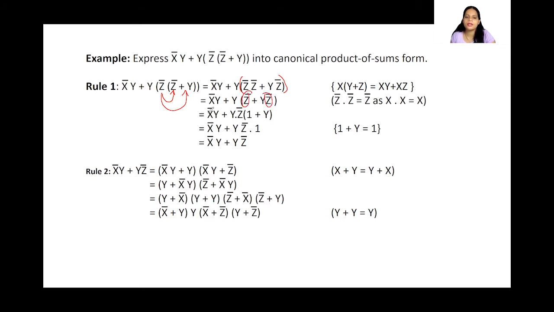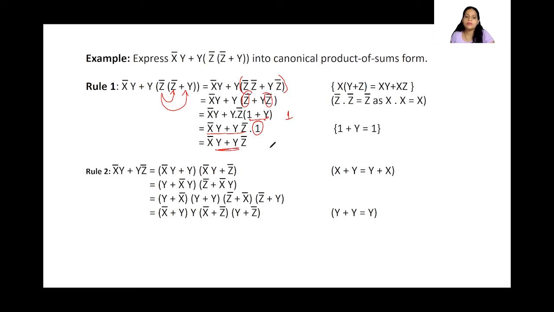So what I'm doing, I'm writing x bar y as it is. Y and z bar I'm taking out. So when I take out, what am I left with? 1 plus y. And we always know that whenever we are doing our operation with a variable with y, the answer is always y. So this entire thing becomes 1. Okay, so we are left with x bar y and y and z bar. Okay, so this is the simplified expression we found as of now.